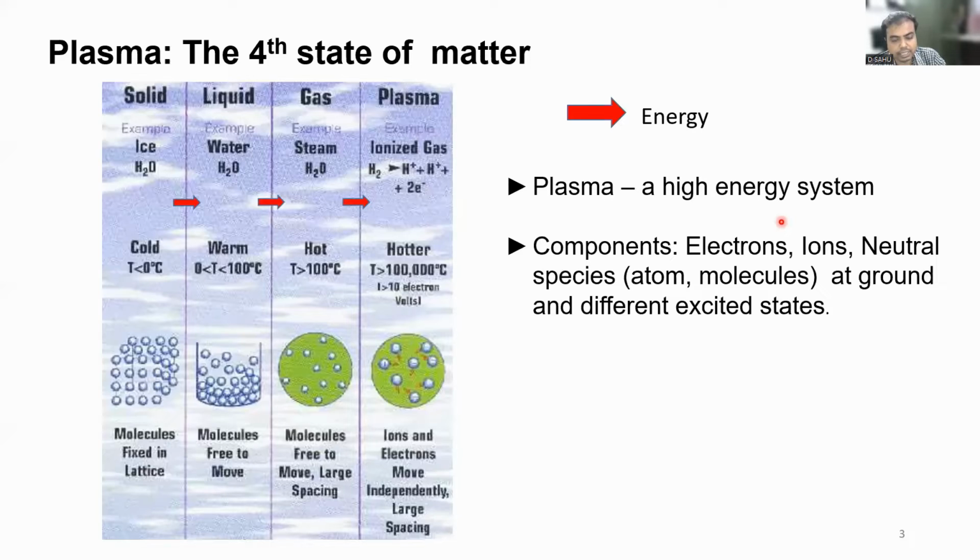And as well, I hope you all know that molecules and atoms stay in the electronic ground state, and from there you can also excite them, right? That means electrons can go from one shell to another shell, but they do not come out of the atoms. So different excited states are also possible, because it is a high energy system, right? That makes plasma a very rich system, which means you have different types of species all together.